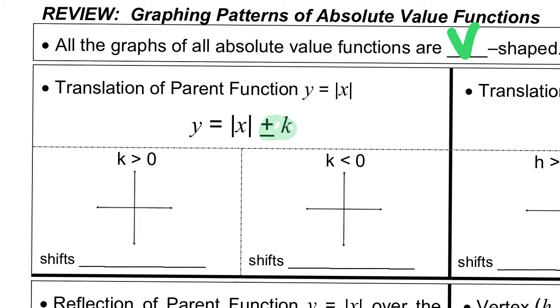and the plus or minus k is outside of the absolute value bars, and k is greater than 0, that implies that k is positive. And so in that case, the absolute value function would shift up. However, if k is less than 0, that implies that it's negative. So the vertex would shift down, but it would still be a function that opens up.